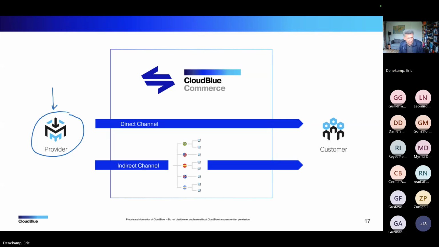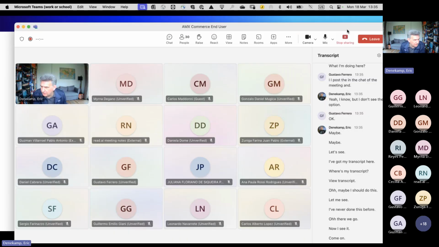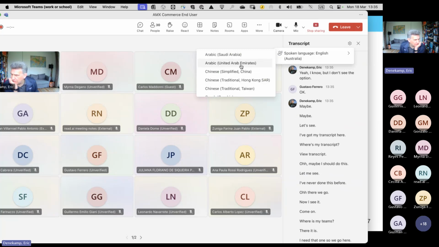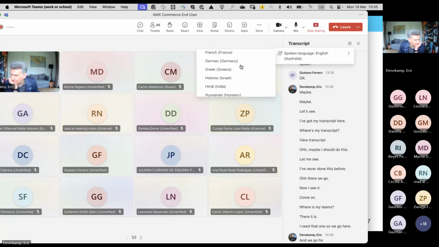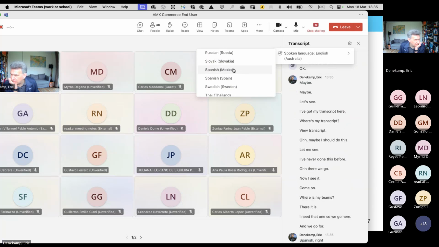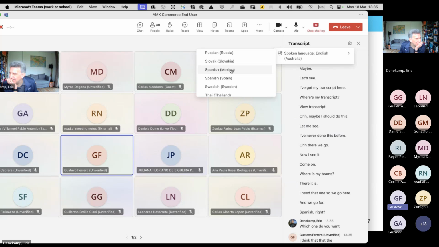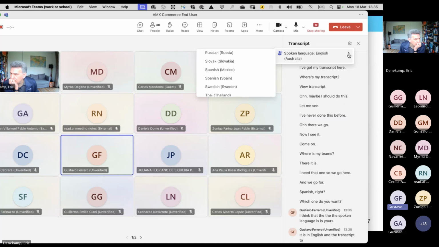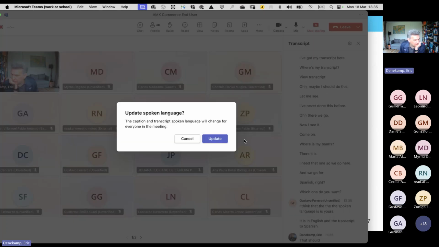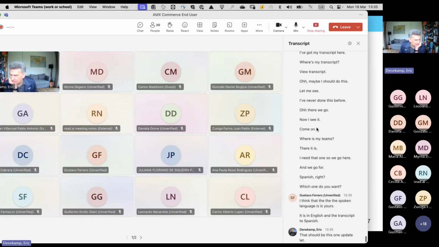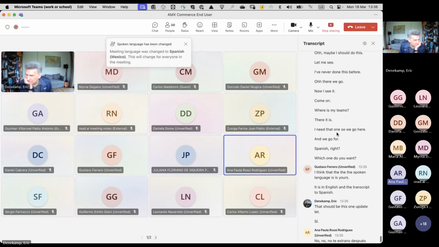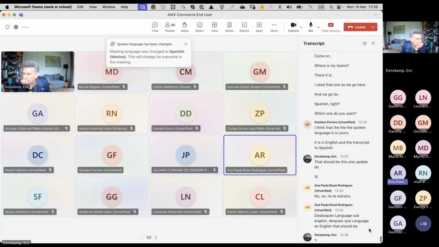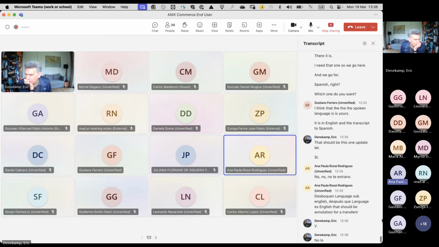Come on, where's my Teams? There it is. I need that one. So we go here. And we go for Spanish, right? Which one do you want? I think that the spoken language is yours. It is English, and the transcript to Spanish. That should be this one. Update. Let me see. No. The spoken language should be English. The spoken language is English. It's just that there should be an option for a transcript language.